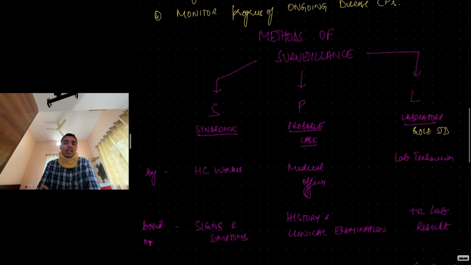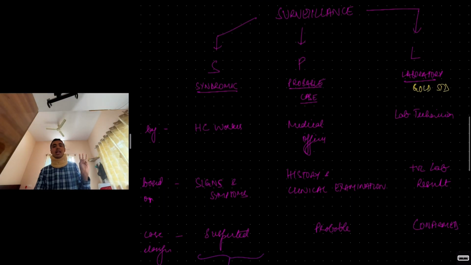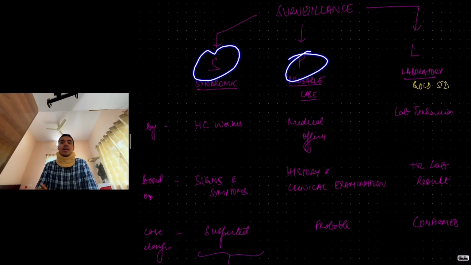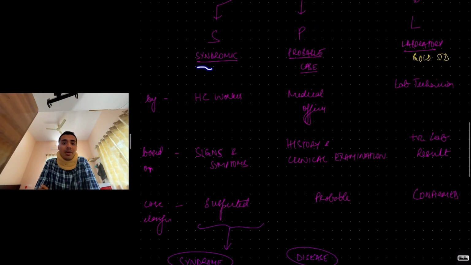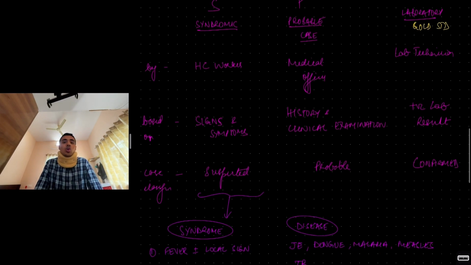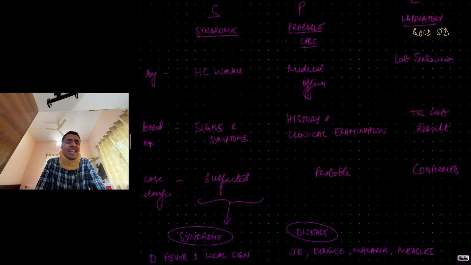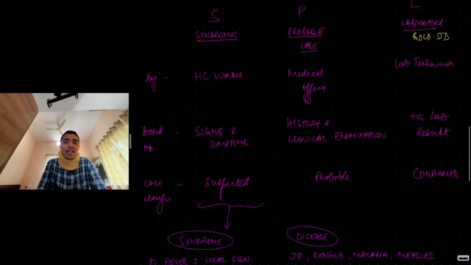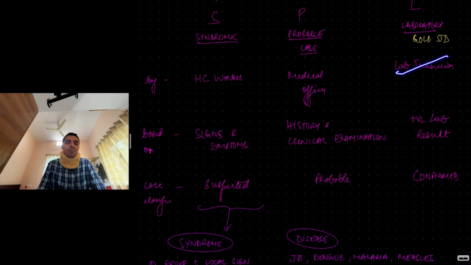How do we do the surveillances? Basically, there are three main methods of surveillance: SPL. S is for syndromic surveillance, P is for probable case surveillance or presumptive surveillance, and L is for laboratory surveillance. Now, who does the syndromic surveillance? Any healthcare worker, even a paramedical worker, anyone can do it. Probable case surveillance is done by a medical officer or a doctor. Laboratory surveillance is done by a lab technician.